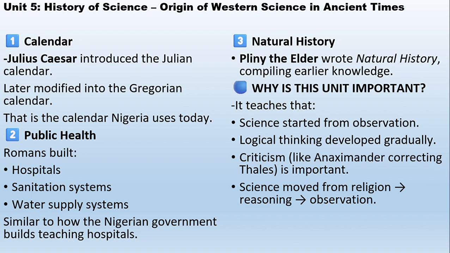It was the one that introduced the Julian calendar, which was later modified into the Gregorian calendar. And this is the calendar we are using in Nigeria today. The calendar that the Egyptians created, the Romans actually introduced the Julian calendar. They made some changes and modified it, and they turned it into the Gregorian calendar. That is the calendar we are using in Nigeria today.